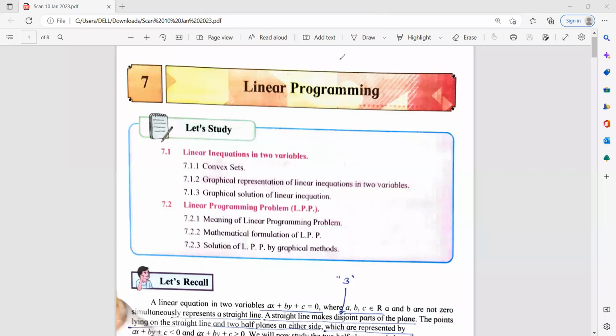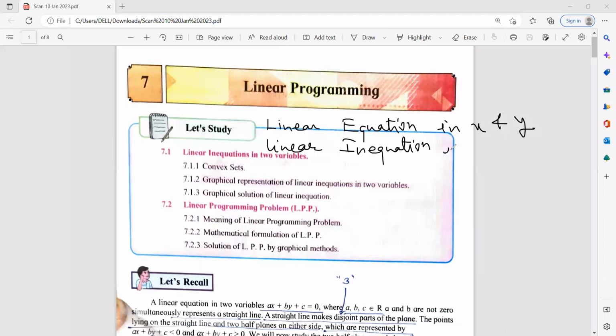The knowledge of straight lines and linear equations. These are the following things that you will need. You will need linear equation. You need to know what is a linear equation in X and Y. Then you need to know the idea of linear inequation in X and Y. These are the prerequisites.